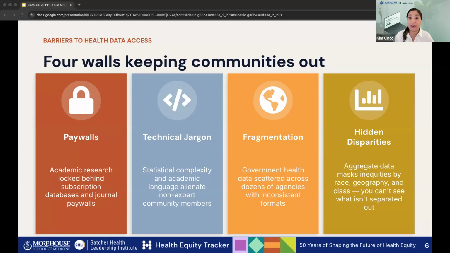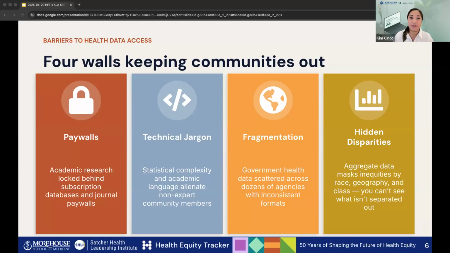The second is technical jargon. Even when data is technically available, say on a government website, it's often buried in statistical methodology and epidemiological terminology that requires years of training to interpret. It's not written for a community organizer. It's not written for a parent in a neighborhood with high asthma rates trying to figure out why.